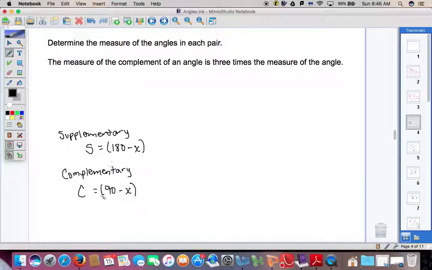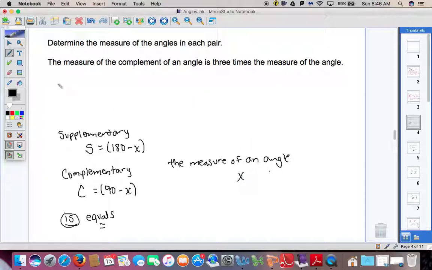Again, the word "is" means equals, so you're going to replace the word "is" with an equal sign. And I would start there. And when you see the words "the measure of an angle," I would replace that with your x.